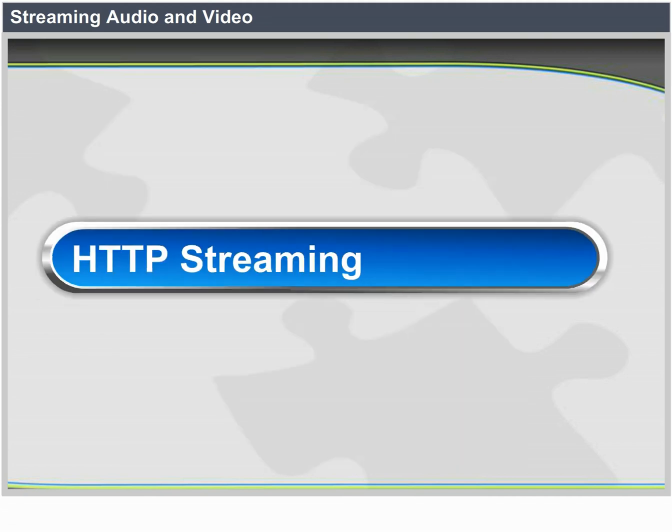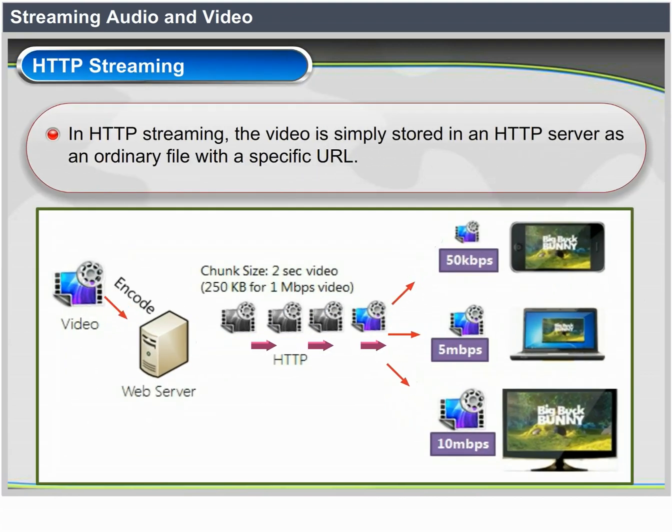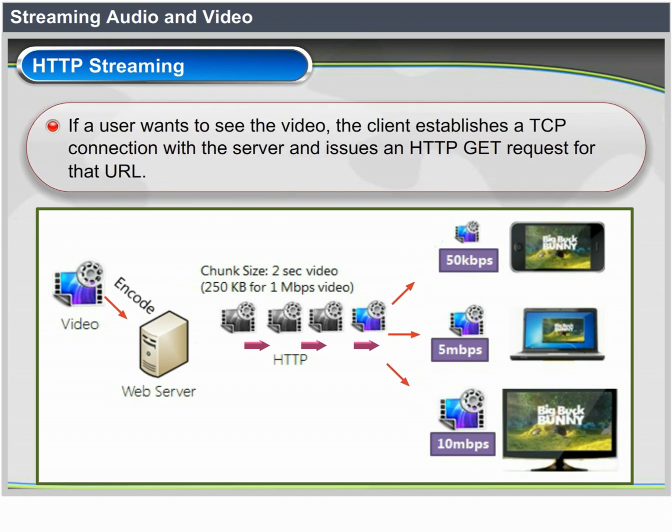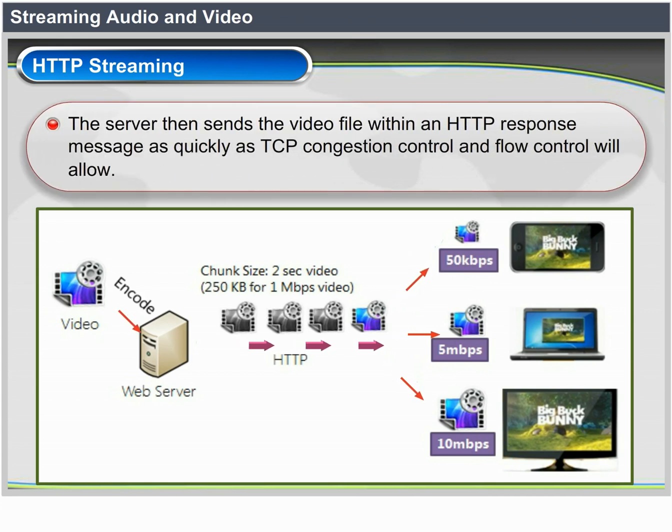HTTP streaming. In HTTP streaming, the video is simply stored in an HTTP server as an ordinary file with a specific URL. When a user wants to see the video, the client establishes a TCP connection with the server and issues an HTTP GET request for the URL. The server then sends the video file within an HTTP response message as quickly as TCP congestion control and flow control will allow.